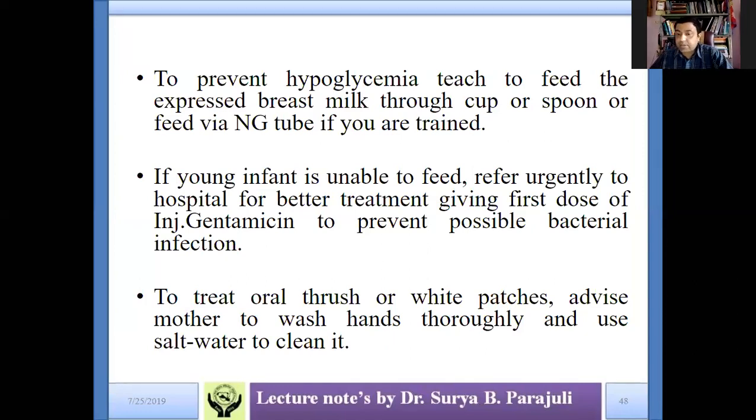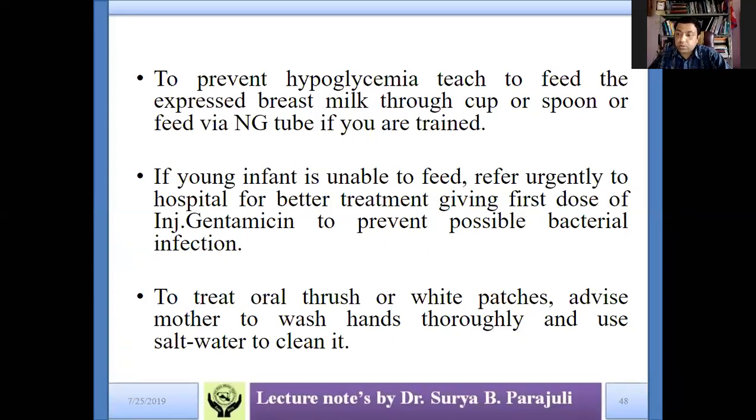To prevent hypoglycemia, teach to feed the expressed breast milk through a cup or a spoon, or feed via NG tube, nasogastric tube, if you are trained. Otherwise, it's quite difficult to feed through NG tube. If the young infant is unable to feed, refer urgently to hospital for better treatment, giving first dose of injection gentamicin to prevent possible bacterial infection.